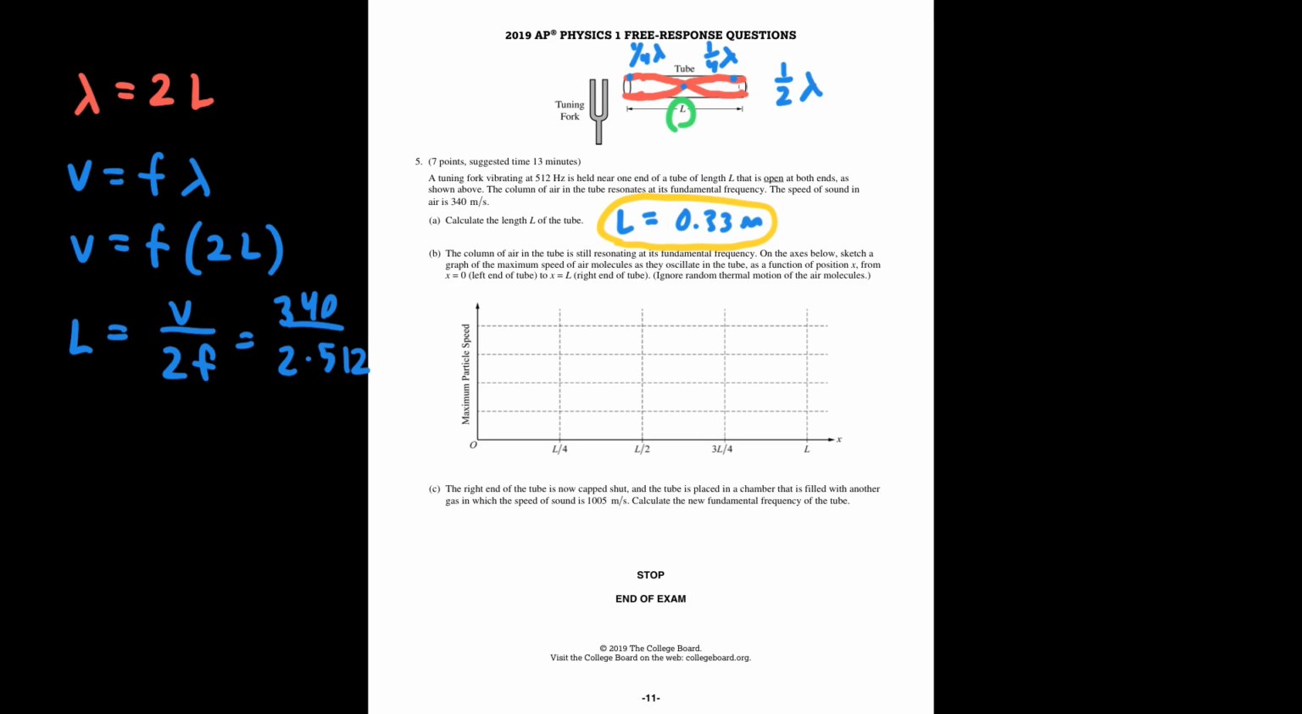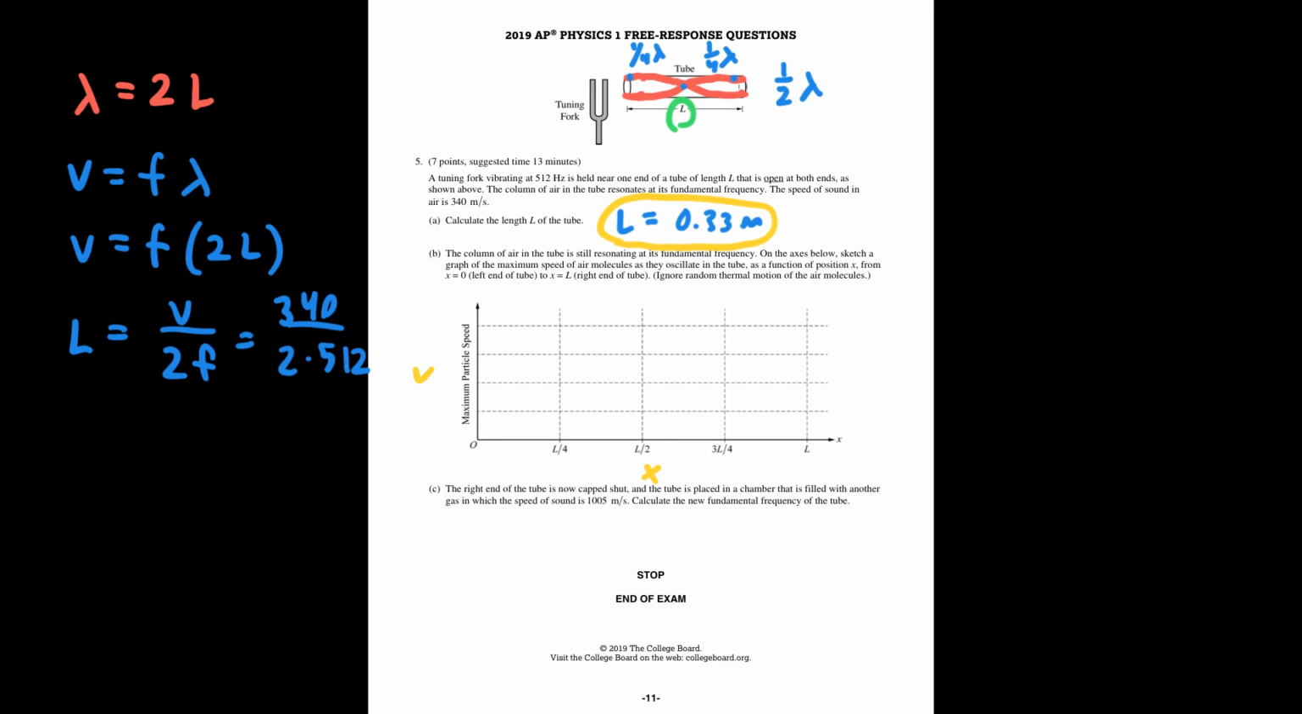Part B says the column of air in the tube is still resonating at its fundamental frequency. On the axes below, sketch a graph of the maximum speed of the air molecules as they oscillate in the tube as a function of position x from x equals 0 to x equals L. So we're essentially plotting the speed as a function of position along the length of the tube. And what I know about nodes and antinodes is that at the location of a node, the air is not moving at all, and at the location of an antinode, the air is moving back and forth very rapidly.